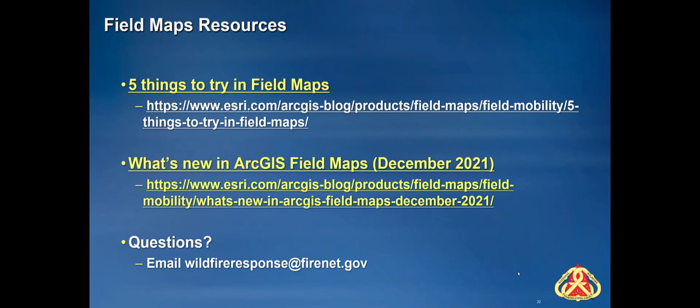Pocket guides for iOS and Android devices are available in the Incident Resources group in the NFC org. Also, there are several resources available online with a quick search, such as 5 things to try in Field Maps, and keep up with new functionality as it comes out quarterly in the What's New in ArcGIS Field Maps.